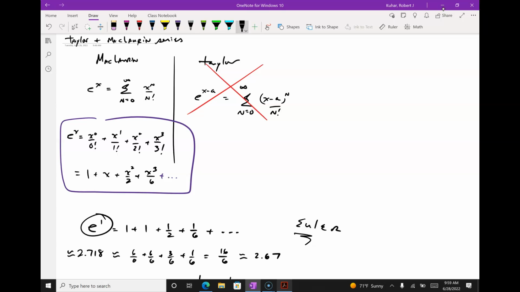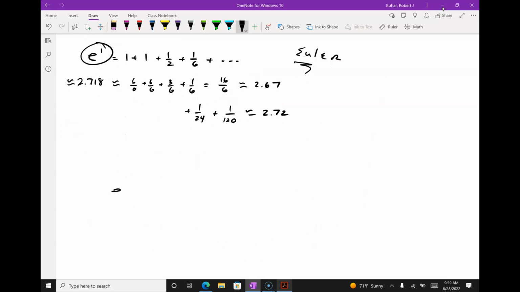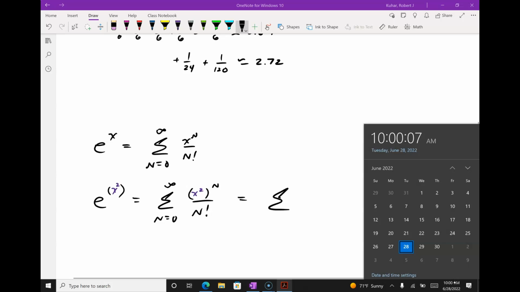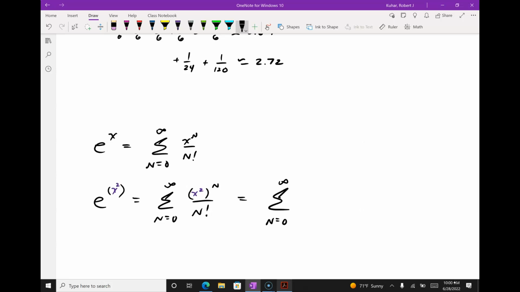But the same way that I did e to the 1, I could do e to the x squared, right? So if, again, e to the x is the sum of n equals 0 to infinity of x to the n over n factorial, then I can get any value or any function representation using this same idea, right? So if I wanted an x squared in there, I simply put the x squared in there, right? So now I have a representation in a series of e to the x squared of what? X to the 2n over n factorial.